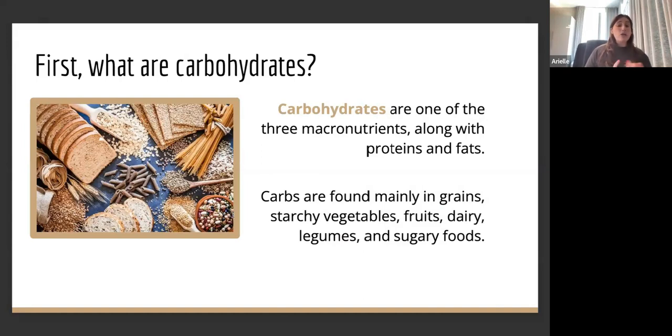And carbs are found mainly in grains, starchy vegetables, things like squash, fruits, dairy, legumes, and sugary foods. So a lot of people say, oh, I'm not eating carbs. But what they're really saying is they're not eating processed carbs. They're not eating bread or pasta, but they're probably eating starchy vegetables, fruit, and yogurt, and maybe legumes or not. They may not be eating simple carbohydrates and even some of these bread types of complex carbohydrates.